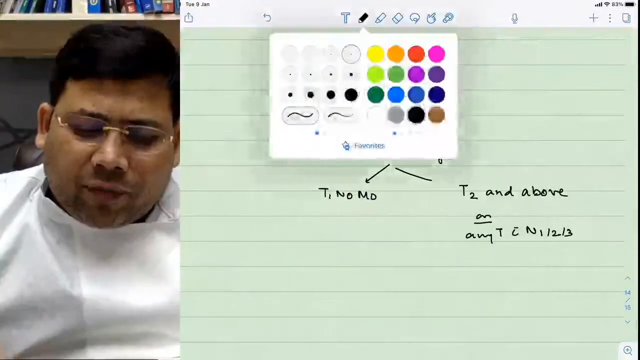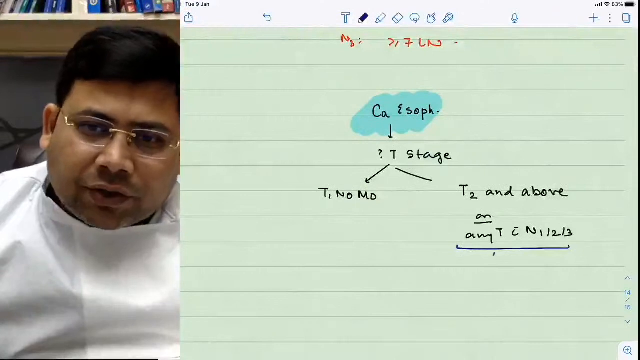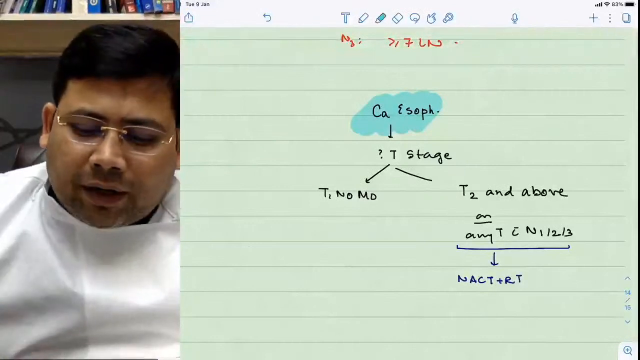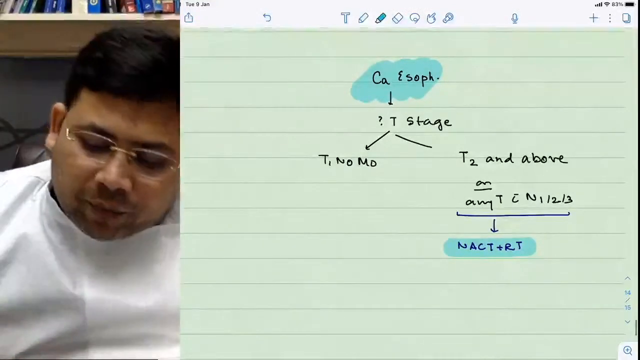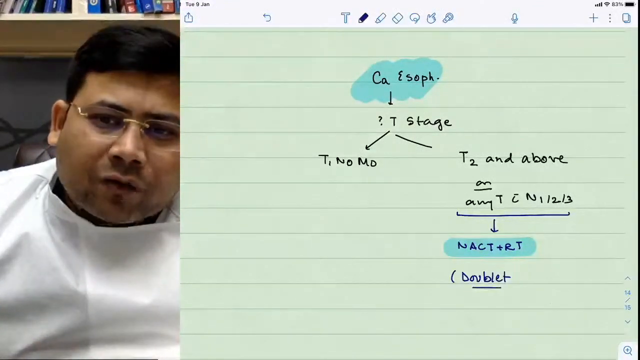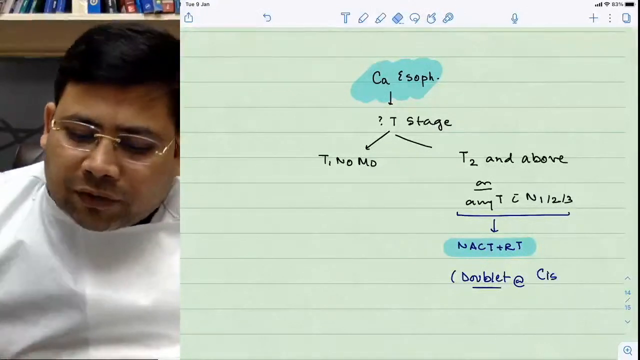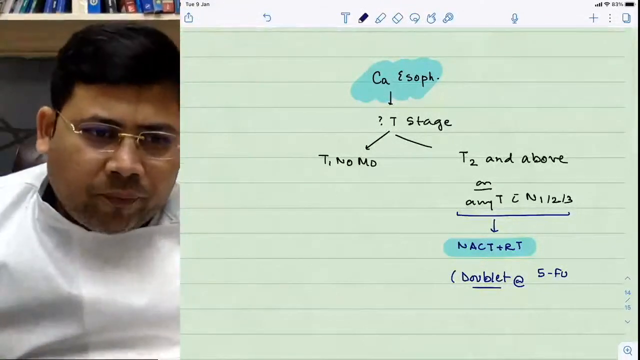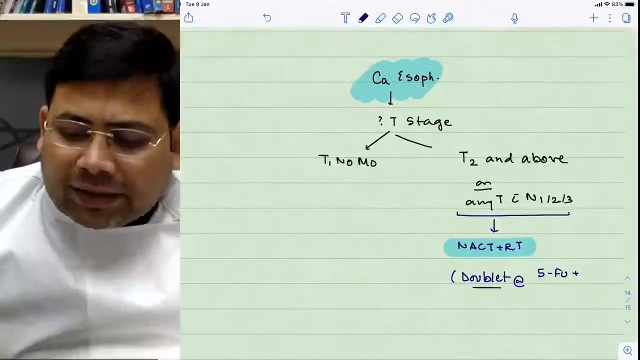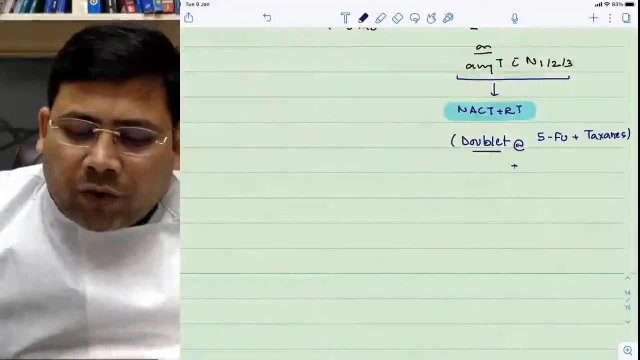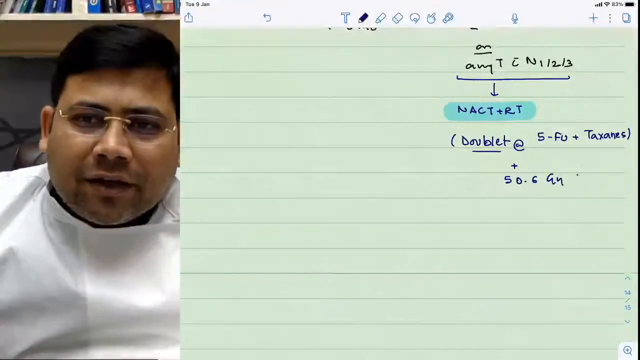Now this is very, very important. These are the patients where you actually go for NACT plus RT, neoadjuvant chemotherapy plus radiotherapy. What do you go for? You go for a doublet of cisplatin, or maybe 5-fluorouracil. What do you mean by doublet? Two drugs. 5-fluorouracil plus, nowadays taxanes are gaining more popularity than the platinums. So we go for taxanes, and along with that, 50.6 grays radiotherapy.